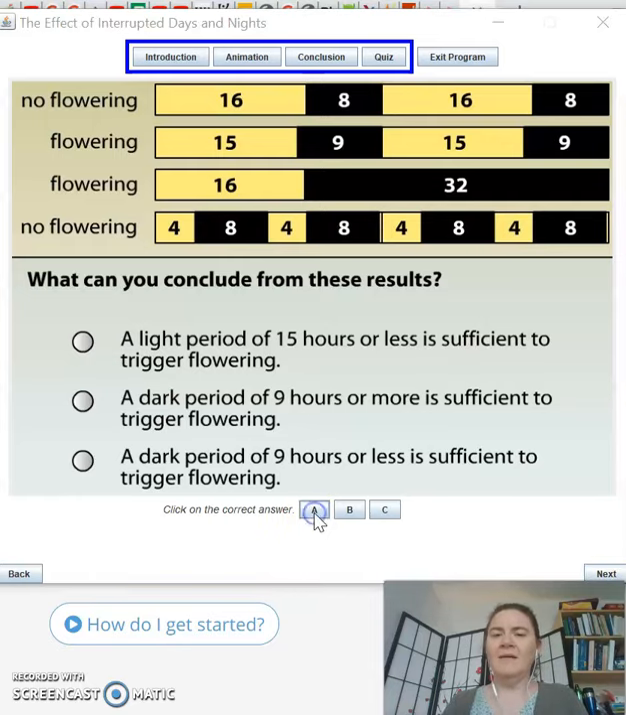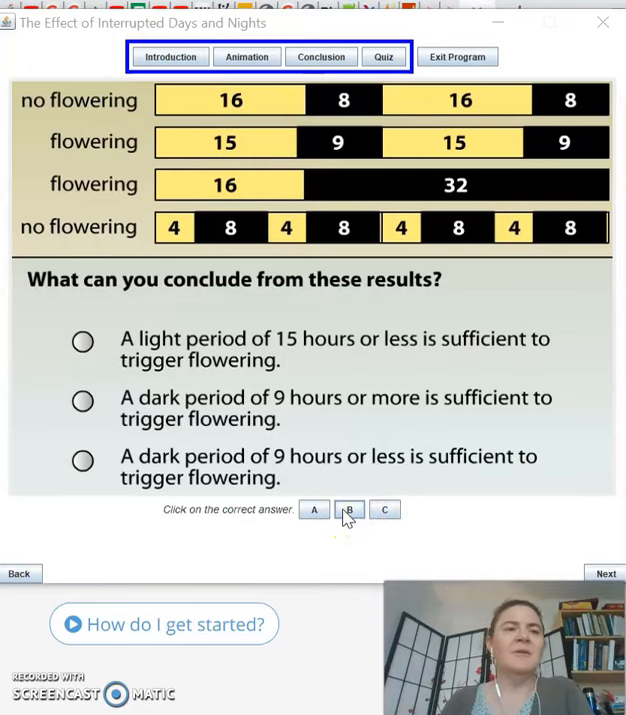Let's try A. That is incorrect. Notice that the light period of 4 hours was insufficient to trigger flowering. Try again. Let's try C. Incorrect. In all cases in which the period of darkness was less than 9 hours, the plant did not flower. Try again. Well, I guess that leaves us with B.